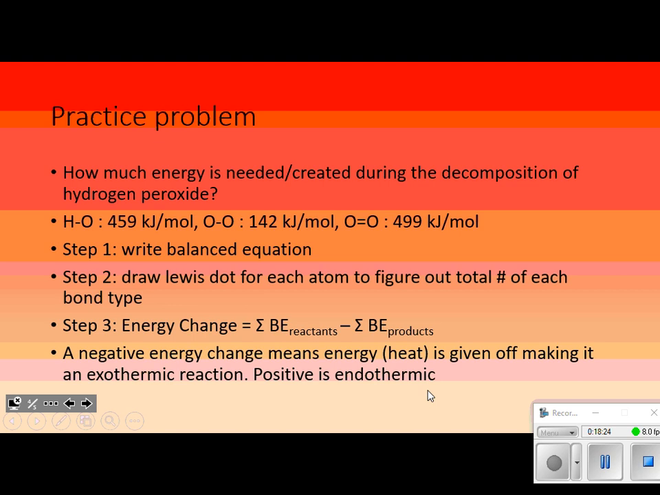Exothermic means heat is given off. That means that the products are more stable than the reactants. It takes less energy to break apart the reactants than is given off afterwards.